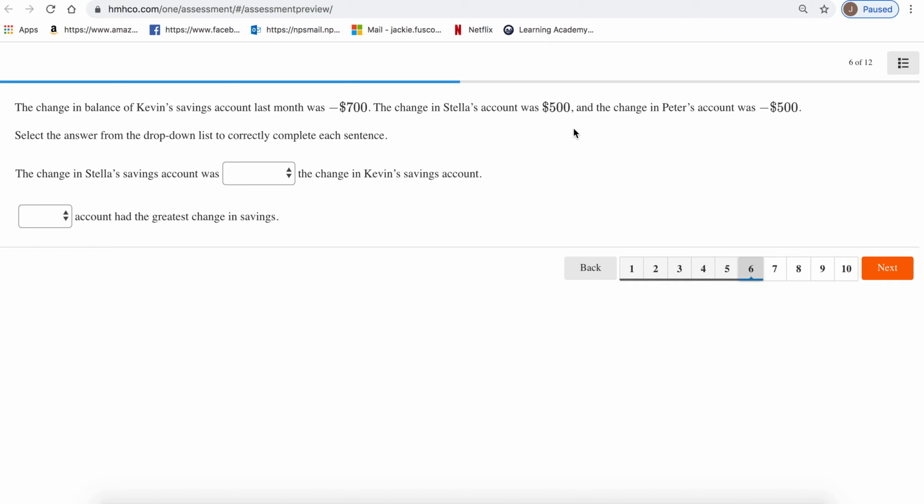So who had the greatest change? Well, Kevin's changed by $700, and Stella's account only changed by $500. So the change in Stella's account, $500, is less than the change in Kevin's savings account, which was $700. Now, whose account had the greatest change? It doesn't matter if it's increasing or decreasing, but 700, 500, or 500, what's the greatest change here? It's Kevin's. He went down $700, so that's the biggest change. So Kevin's account had the greatest change.